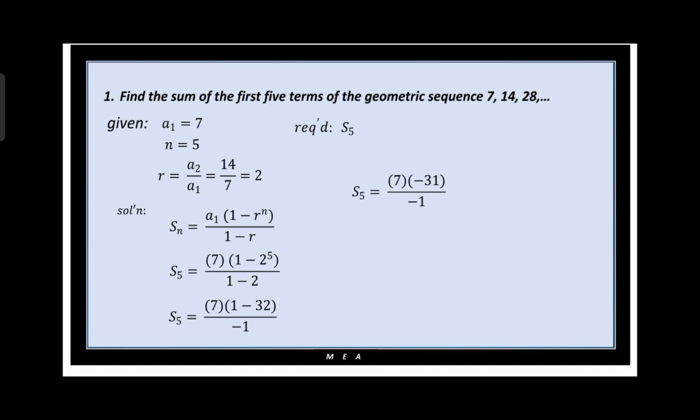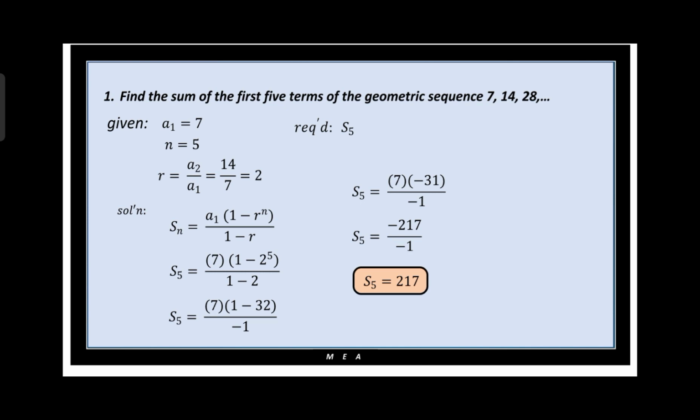Multiply natin yung dalawa. Yung 7 tsaka yung negative 31, we have negative 217 divided by negative 1. So negative divided by negative, parang kinancel lang natin siya. Ang sagot natin, S sub 5 or the sum of the first 5 terms of the geometric sequence 7, 14, 28 is 217.